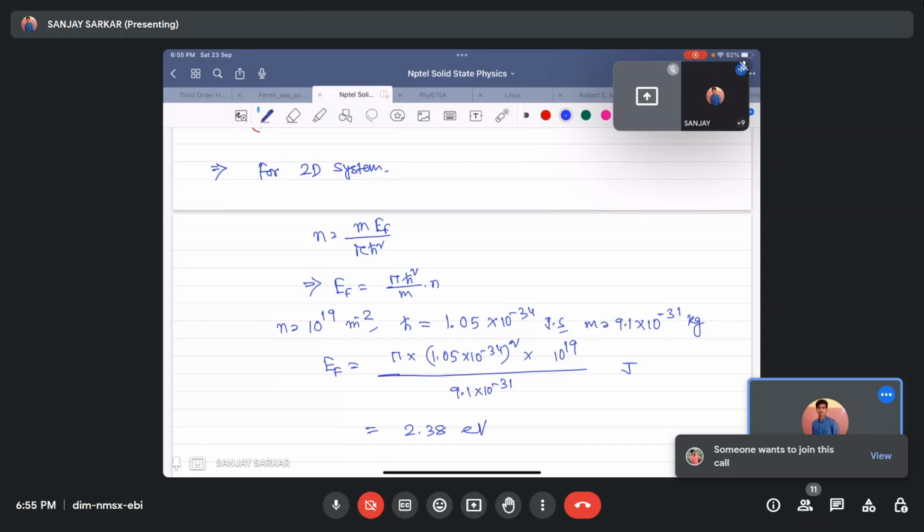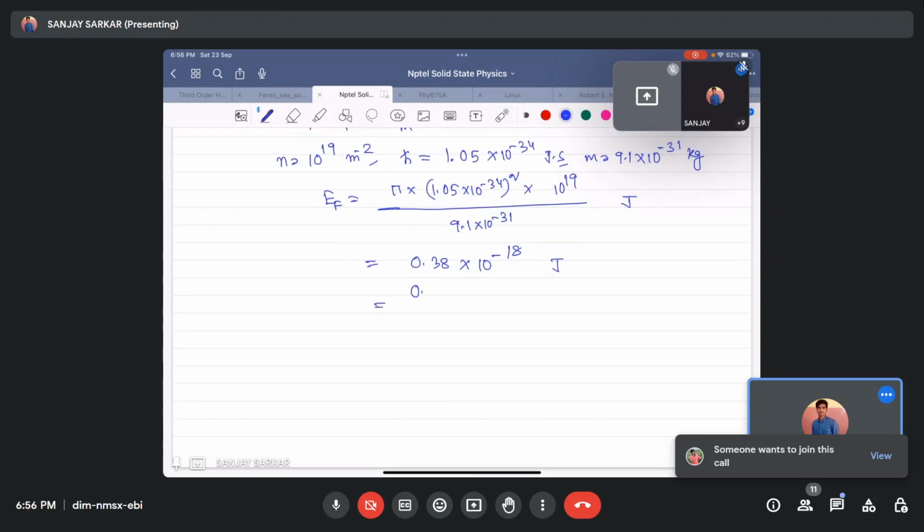So let me still calculate it. This divided by 9.1. So what I was getting is 0.38 into 10 to the power minus something in joule. So minus what? 34 into 2 minus 19 plus minus 18.